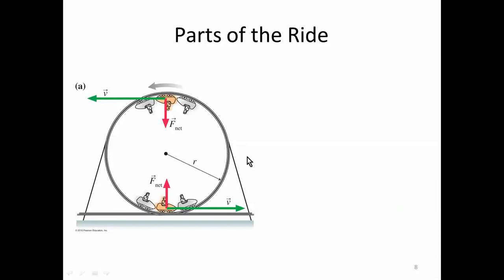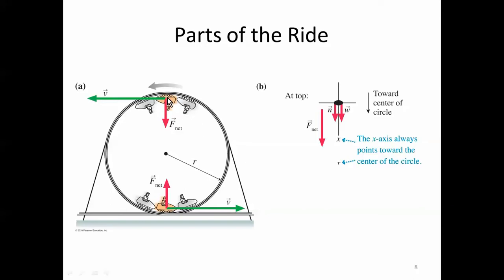If you had a car that was upside down like this one, at the top, your normal force goes perpendicular to the surface, so it goes down. Your weight also goes down, and your overall net force is towards the center of the circle. At the bottom of your circle, your normal force goes up because it's perpendicular to the surface. Your force of gravity goes down, and your overall net force goes up because we're moving in a circle. So you can see that the magnitude of the weight has stayed the same, but the magnitude of the normal force has changed depending on where we are on the circle.